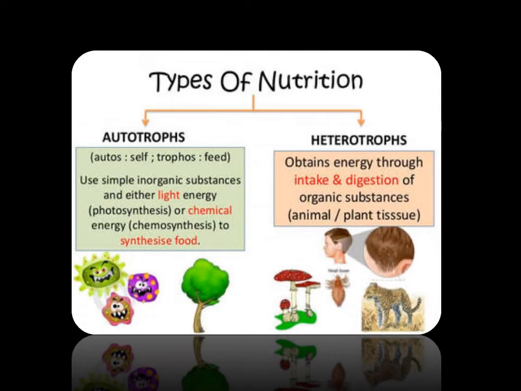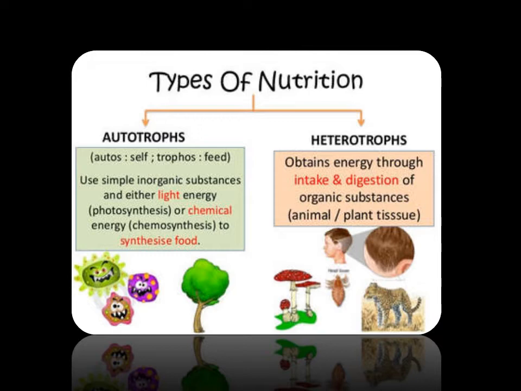Now types of nutrition: autotrophs and heterotrophs. Auto means self, tropho means feed. Heterotrophs obtain energy through intake and digestion of organic substances, animal and plant tissue. If you don't understand this language, I'll tell you in simple language. Auto means self and tropho means feed. And here tropho is the same, that is feed, but hetero means others.